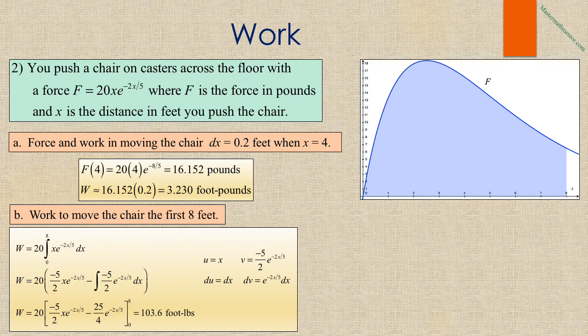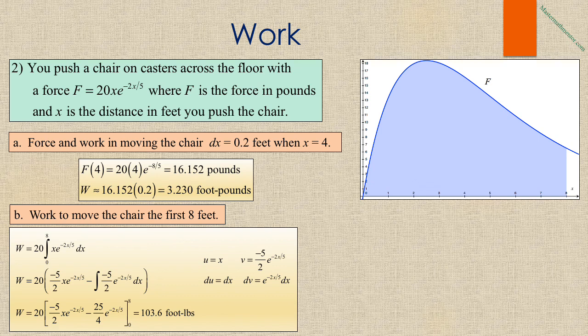That makes du equal to dx and makes v equal to negative 5/2 e to the negative 2x over 5. So our work becomes 20 times the quantity, negative 5/2, x e to the negative 2x over 5, minus the integral of negative 5/2 e to the negative 2x over 5 dx.